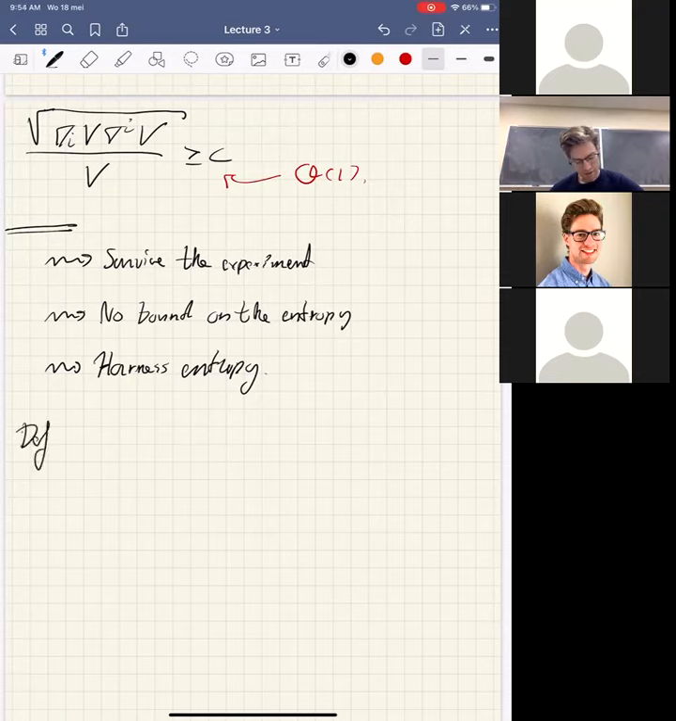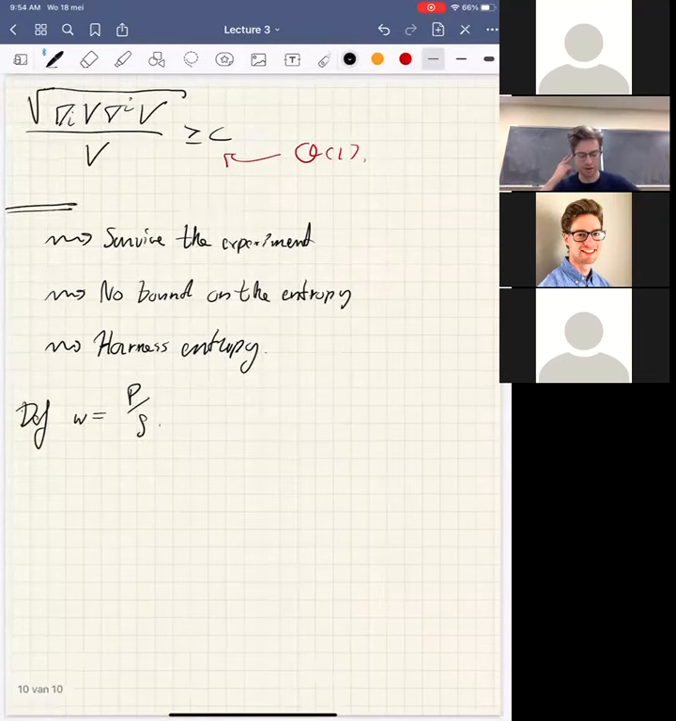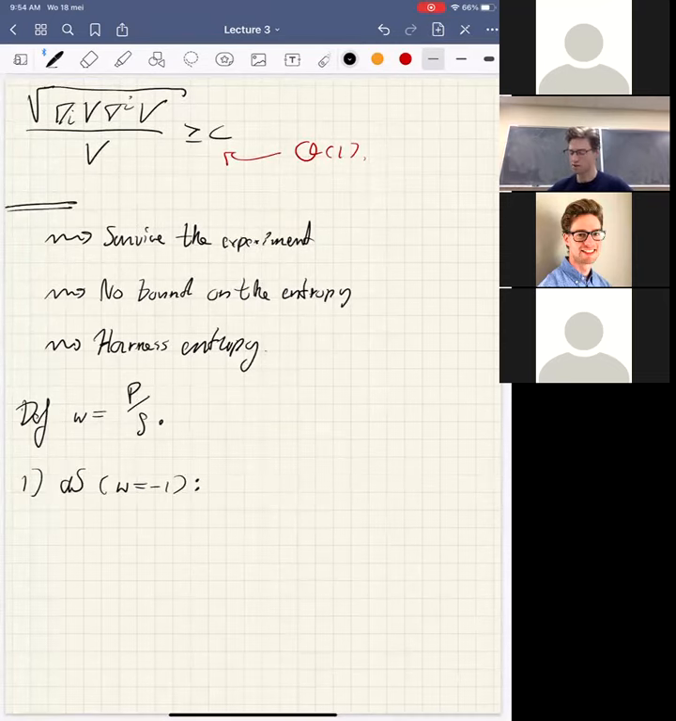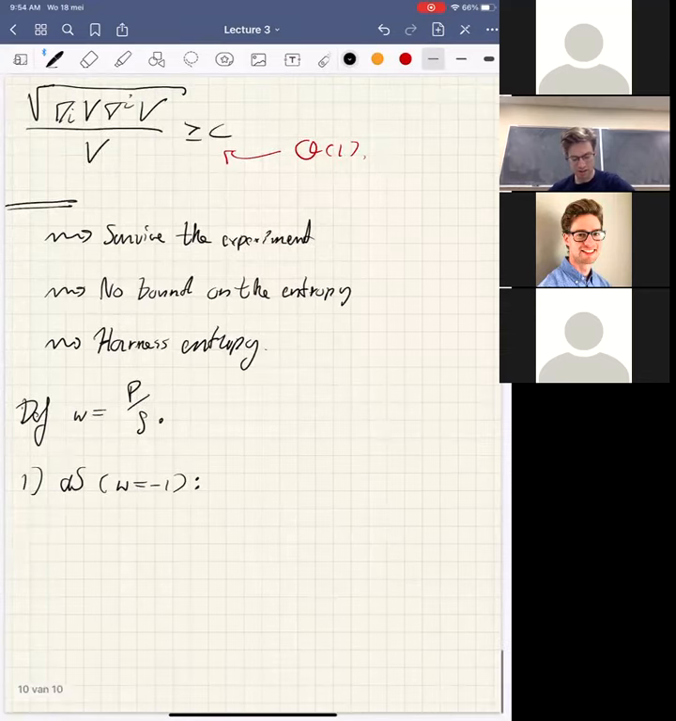So let's say that we define the equation of state parameter as follows. Omega is the pressure divided by the energy density, which I think we already saw in the first lecture. And then if you have de Sitter space, for de Sitter space, omega is -1. So it has the equation of state of a cosmological constant. In that case, there is a bound on the entropy, which is at least bounded by the entropy of the horizon. So we cannot have more entropy than that in de Sitter space. So that's not very good for our prospects of defining an asymptotic observable.